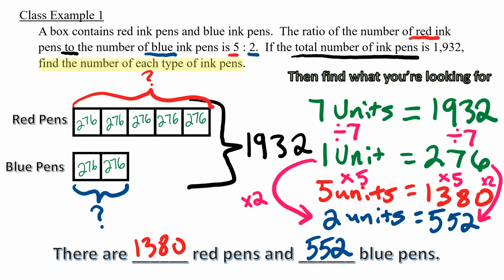Again, I could check my work by adding those and making sure that they're equivalent to 1932. So that's roughly how we're going to solve these types of problems. We're going to draw comparison models using equal units, and then we're going to use unit statements to try to start with what we're given and get to what we're trying to find.